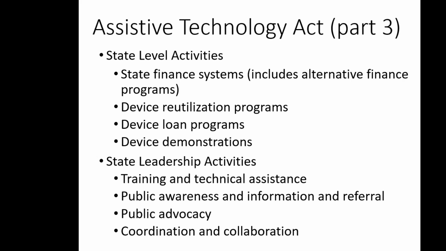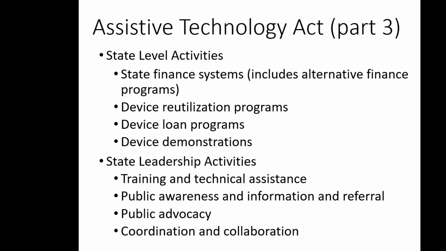So at the state level, they have state finance programs, so alternative finance programs for a person, like loans that they can get, device reutilization programs, so somebody who's getting rid of an older device, the Tech Act can take that device, maybe if it's like a computer, update it, fix it up, and then it's out there. Device loans, demonstration centers, which is really nice. And then the state leadership activities, they do training and technical assistance, lots of referral information, just getting awareness about disabilities and assistive technology out there.